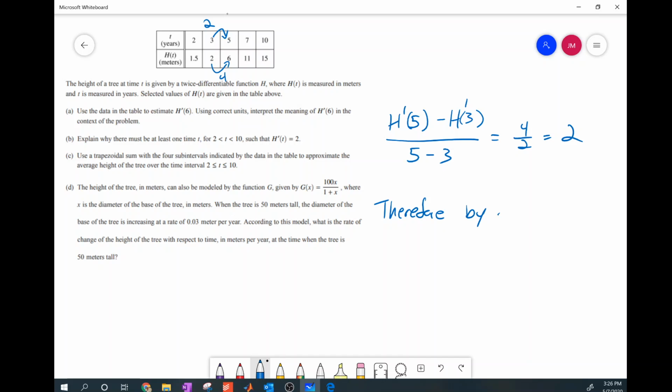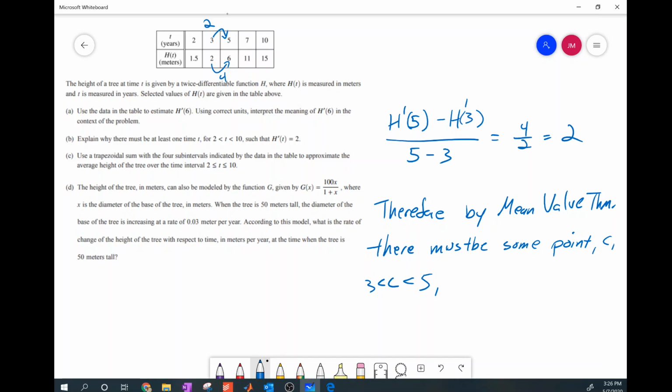We can say that by the mean value theorem, there must be some point, we'll say C, that's between 3 and 5, where h prime of C equals 2.